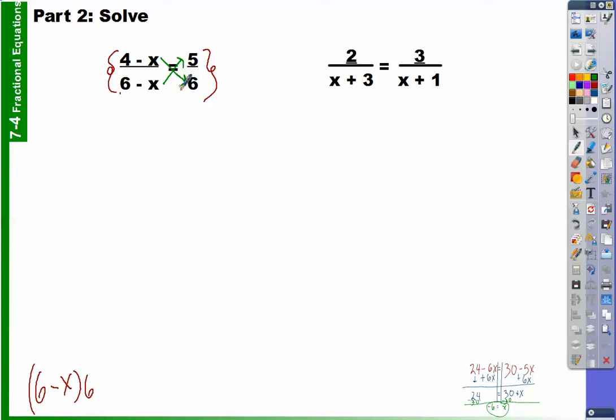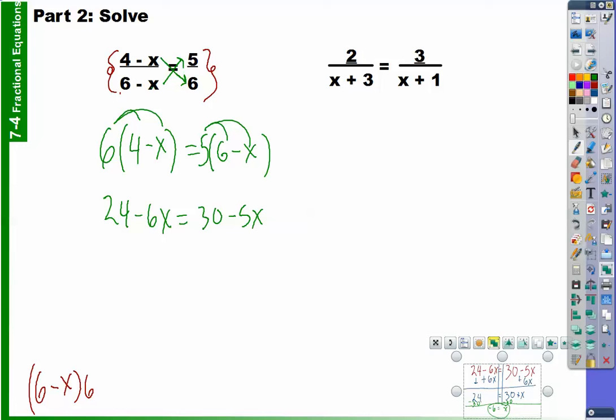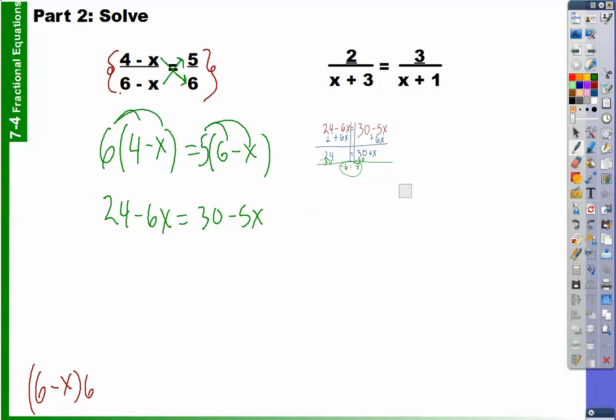I need to multiply across here as well. So let's multiply 6 times 4 minus x is equal to 5 times 6 minus x. This is just what you did last year, isn't it? Let's multiply it out. So we get 24 minus 6x is equal to 30 minus 5x. And you'll notice, this is why I saved this for later, that's the exact same thing we got over here.